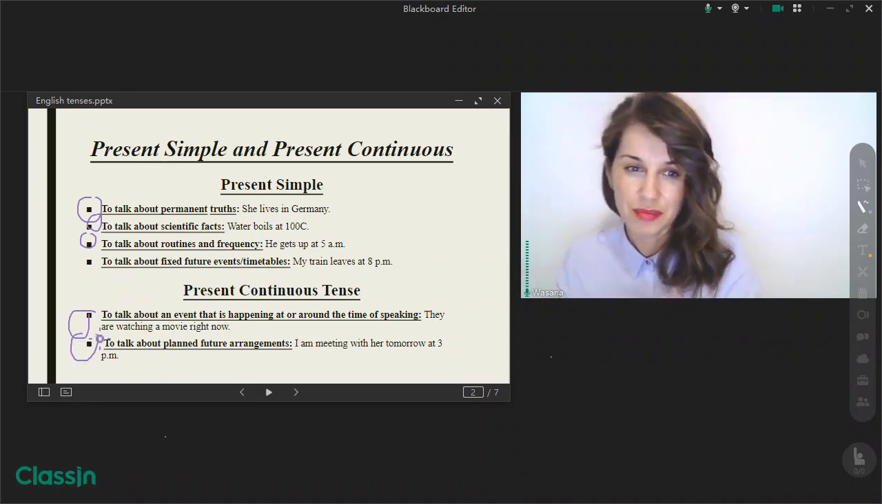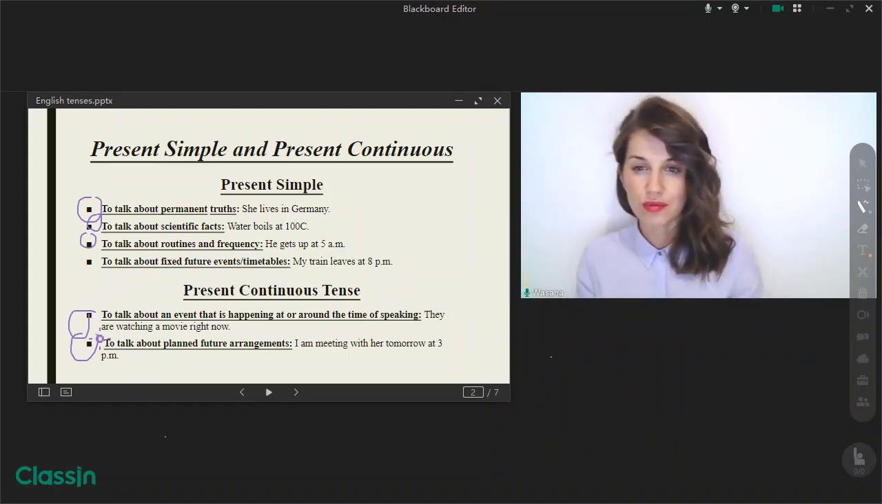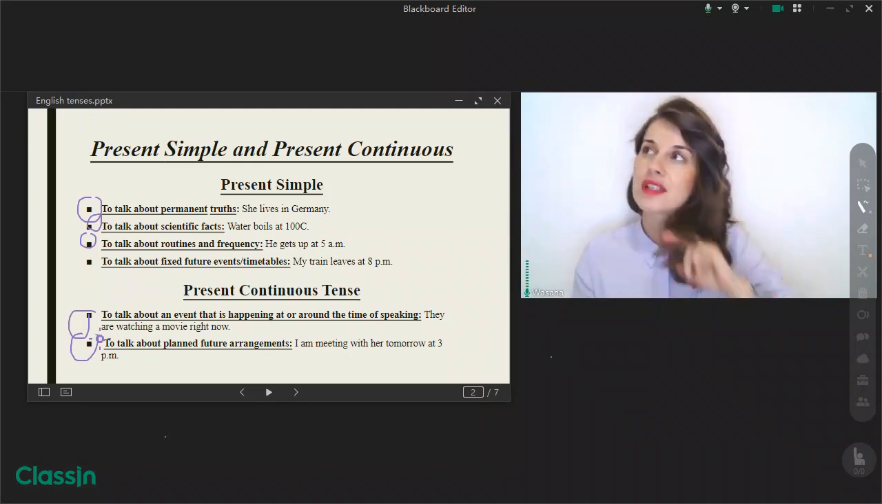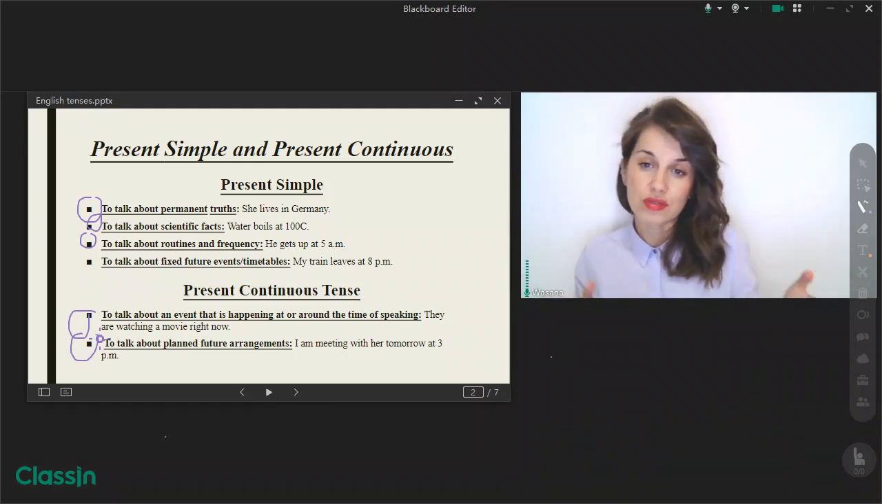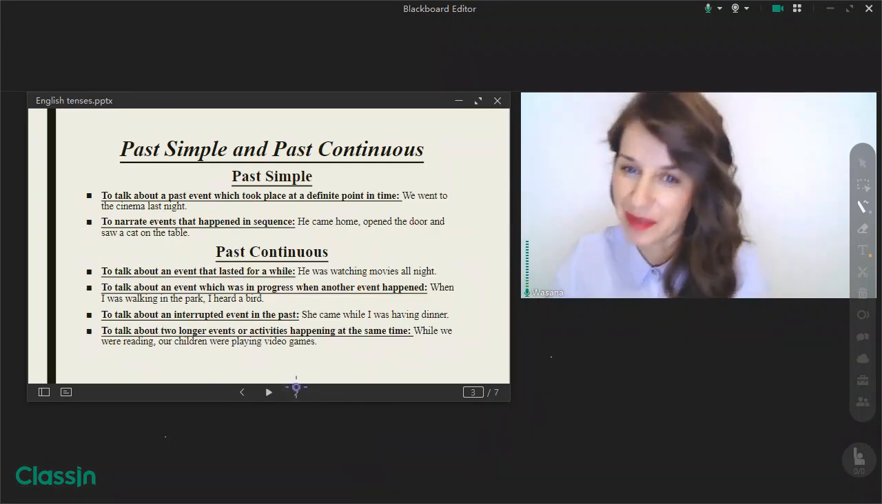I think the difference between present simple and present continuous tense is obvious, but I would like to add one more example when we can use them in the same sentence. For instance, I usually drink tea, but today I'm drinking coffee. Let's move on. Let's see what's next. Past simple and past continuous tense.